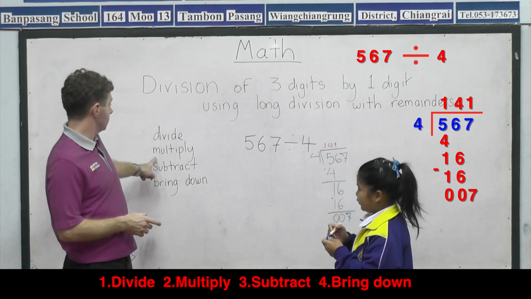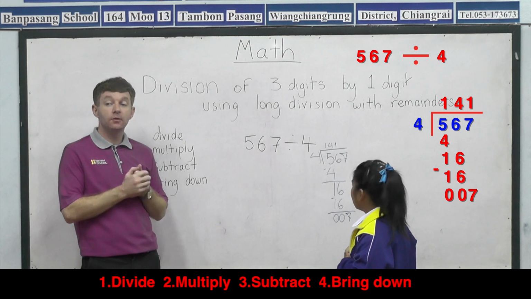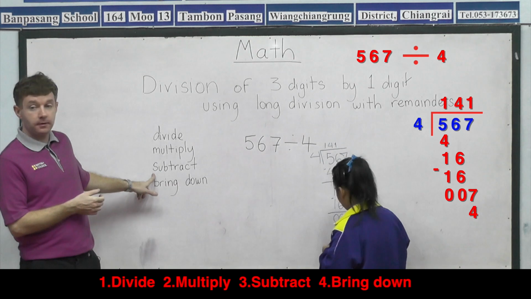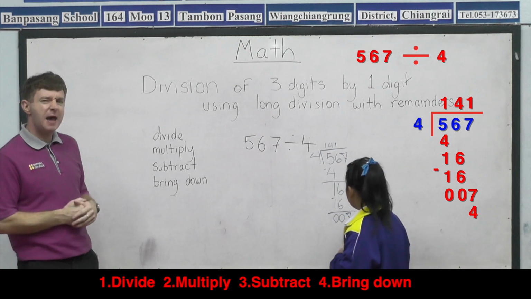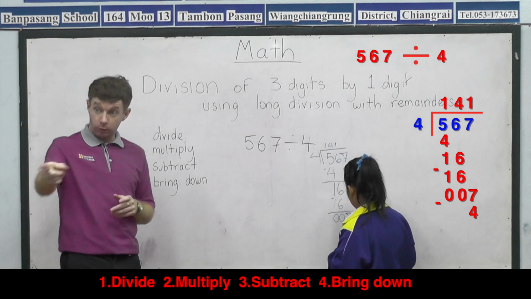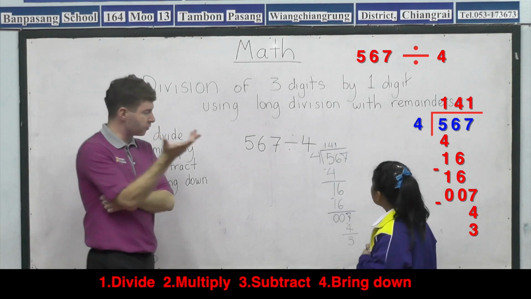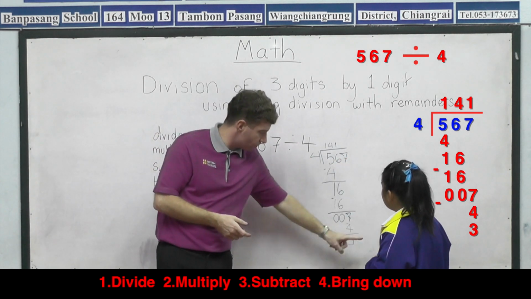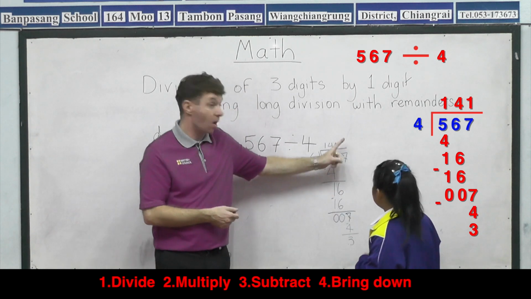And now, multiply 4 multiplied by 1 equals 4. Next we subtract. 7 minus 4 equals 3. Okay, so now we're left with 3. Exactly, no more numbers to bring down. So what do we do with 3? R3.